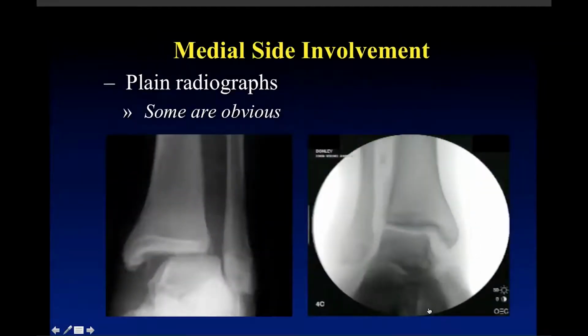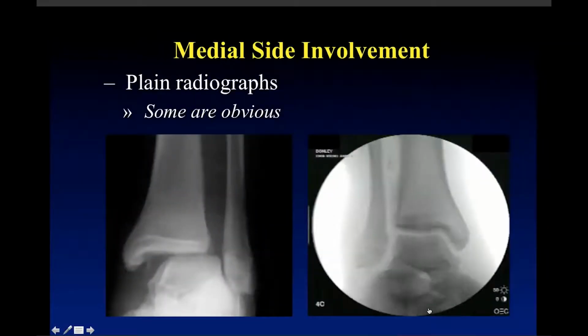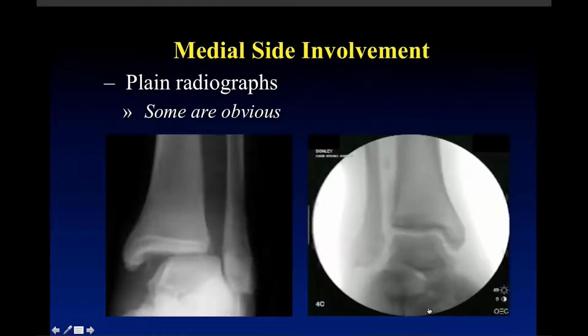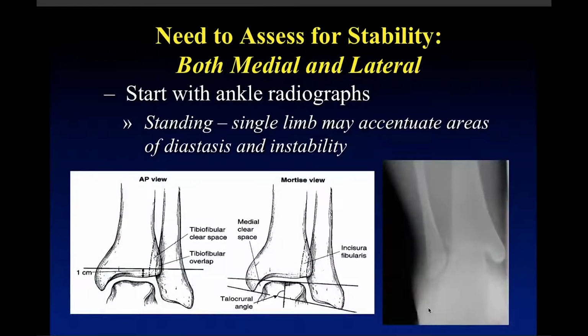Now, when you evaluate the medial side of the ankle after ankle trauma, particularly in the athletic individual, you start with plain radiographs, and some are very obvious. You see that radiograph there on the far left, and you know this person obviously has a significant deltoid ligament disruption along with the syndesmotic and interosseous membrane ligaments. And then you do a stress radiograph, you see there on the right, and you again see that that is grossly unstable. So some are definitely obvious, but some are not obvious, and you need to assess for stability, both on the medial and the lateral side.